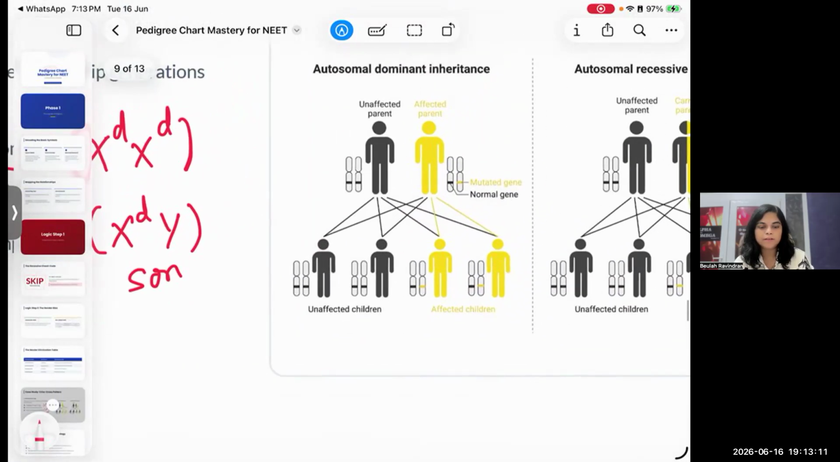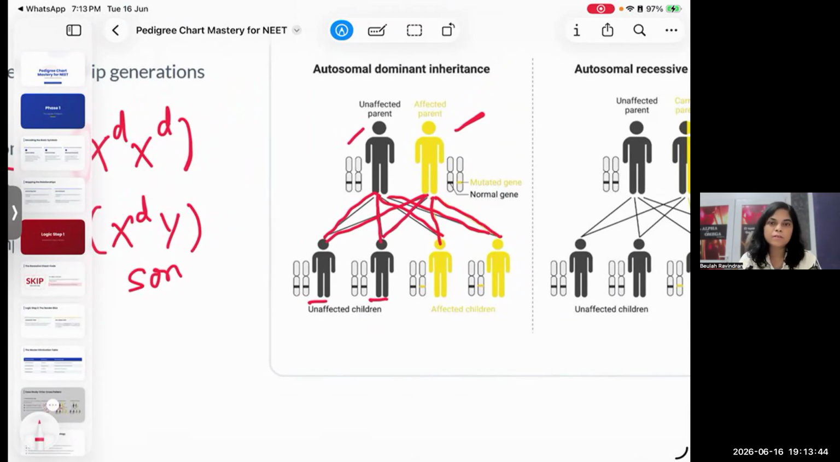See, for example, here this pattern. An unaffected parent and an affected parent can produce unaffected children. An unaffected parent can produce unaffected children as well as affected children. It is also possible. Clear? And an affected parent can produce affected children. Rarely, they may produce normal, unaffected children also. So this is the autosomal character.